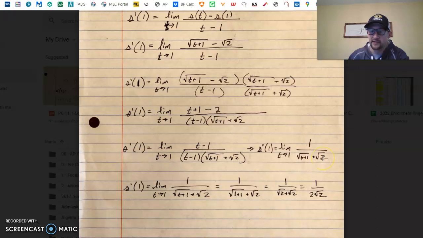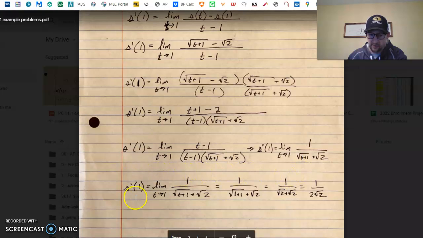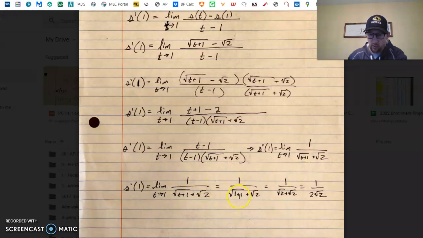At this point, to evaluate the limit of this expression, I take the 1 and I plug it in for t, because it's not going to give me 0 in the denominator anymore. You plug in 1 as we get down here. Here we go, plugging in 1. 1 plus 1 is 2, so I have the square root of 2 plus the square root of 2. Well, that's 2 square roots of 2. 1 over 2 square root of 2. That would be my final answer.